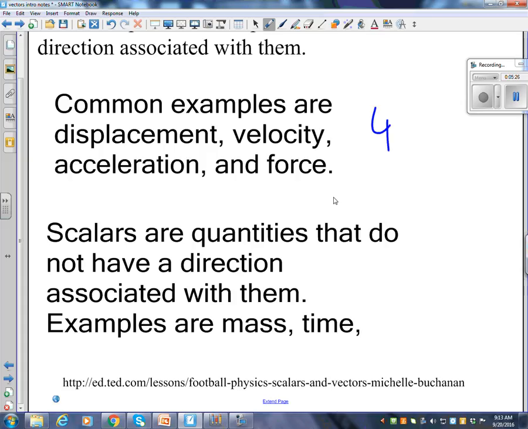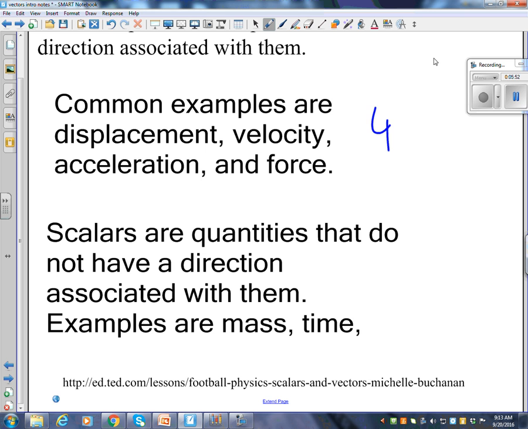Things like scalars, you can't. Mass: back there we have a mass set. It has a 1 kilogram mass. We don't say 1 kilogram west. It's just 1 kilogram. Time: it's 9:13 south. That doesn't make any sense, right? I mean, time is always going forward. True enough.